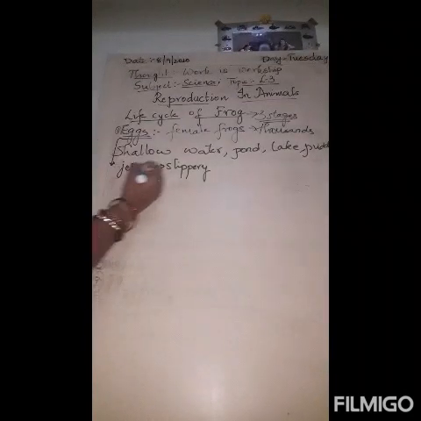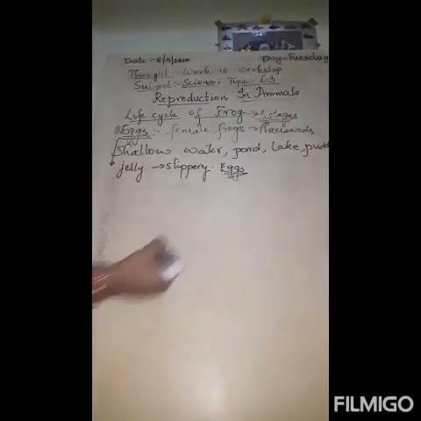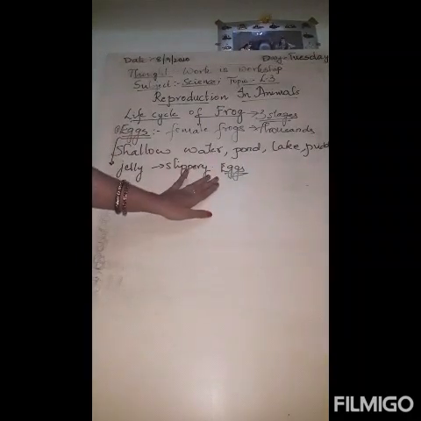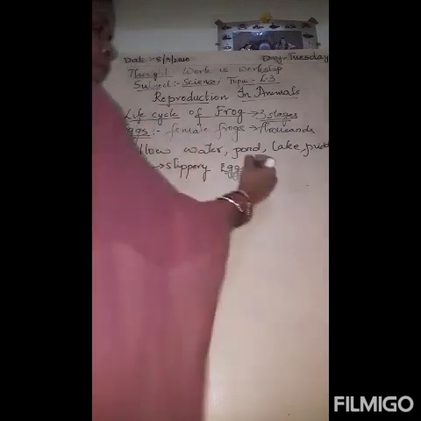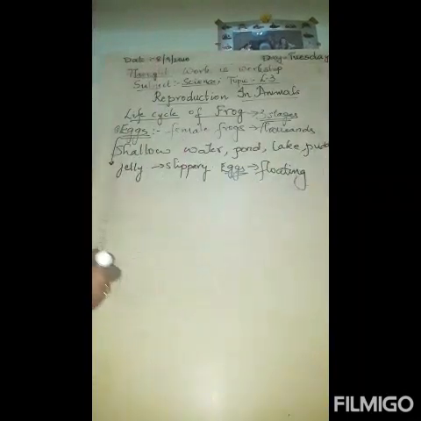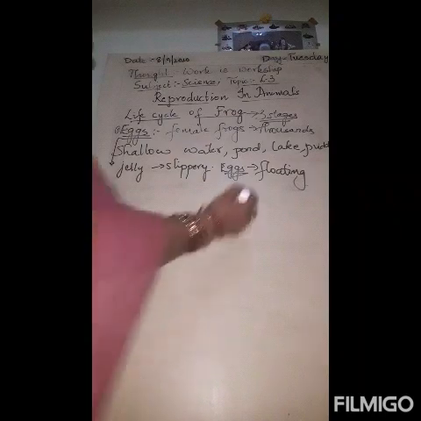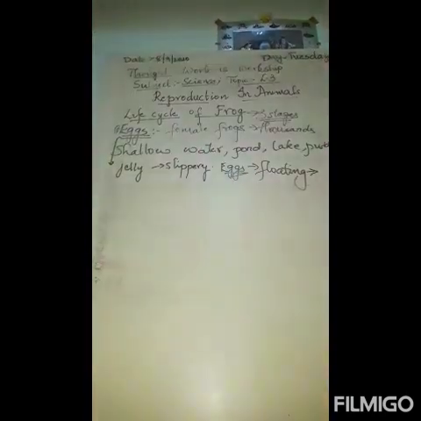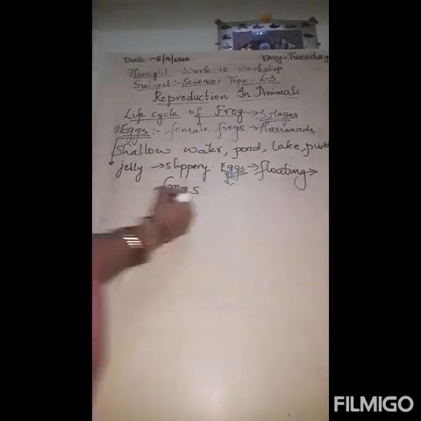So here what happens? The eggs of frogs will be floating in a clump, a group of eggs. Here the frogs' eggs will be floating. We call it a clump. We call that egg mass frog spawn.